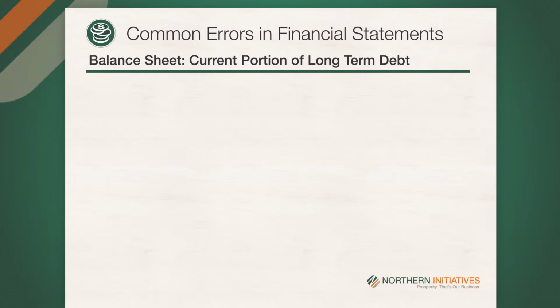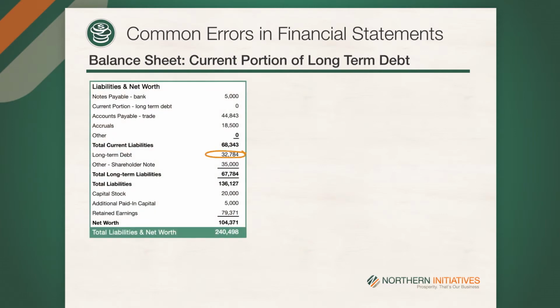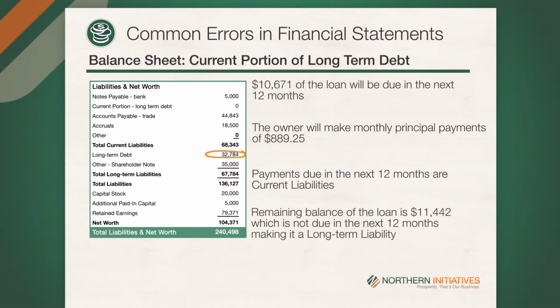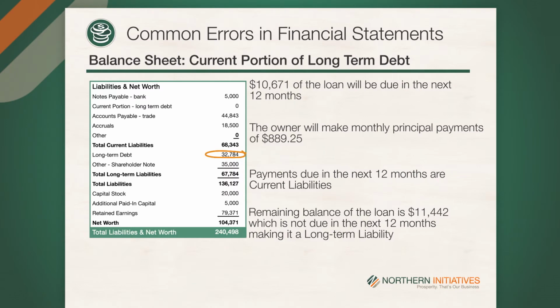Current portion of long-term debt. In this case study, the business has long-term debt of $22,113. A total of $10,671 of that loan will be due in the next 12 months as the owner makes monthly principal payments of $889.25. Payments due in the next 12 months are called current liabilities. The remaining balance of the loan is $11,442 and is not due in the next 12 months and therefore is considered a long-term liability.